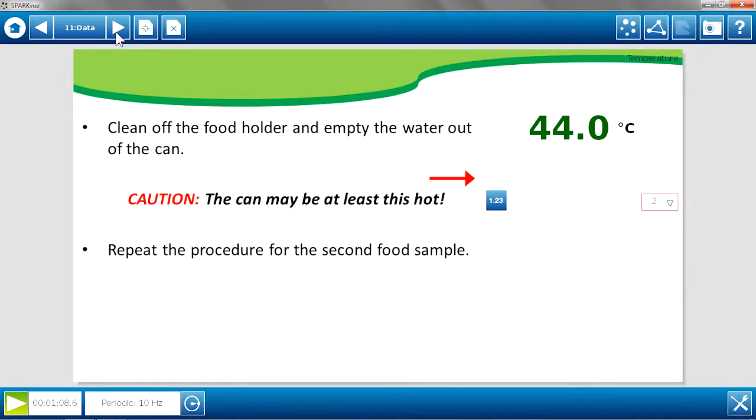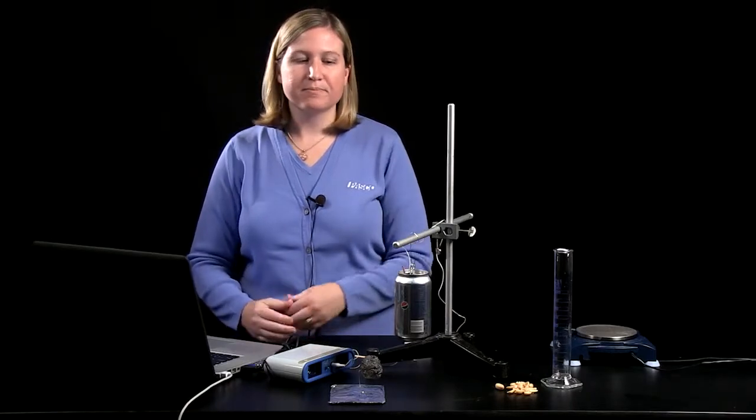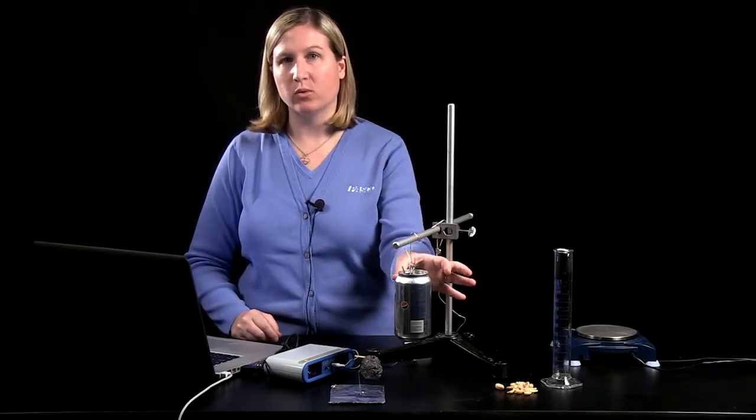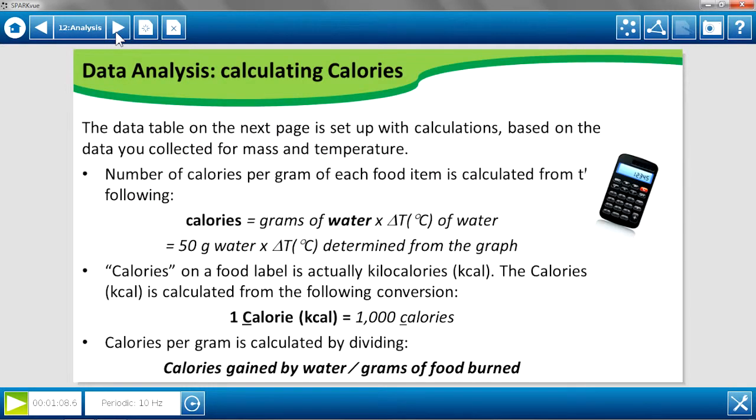It's important if students are doing this lab on their own and they're burning more than one food item that you remind them the can is going to be quite warm as the maximum temperature that the water reached within that can. So once we have the data on mass and temperature, here's how we calculate to calories.